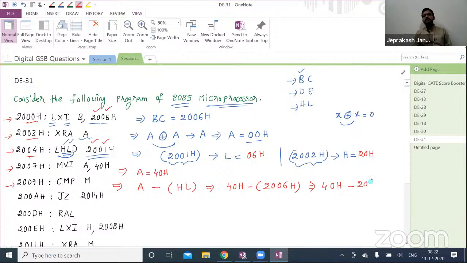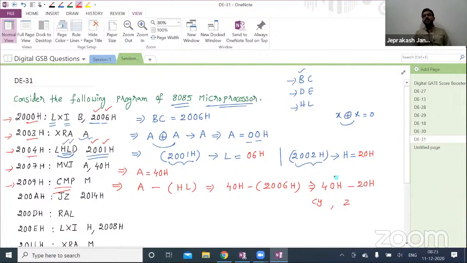You are having 20. See, this is a very, very important instruction in the microprocessor. The microprocessor will perform a subtraction operation just in order to update 2 flags: one is the carry flag, another one is the zero flag. Whenever you get a compare instruction, the microprocessor performs subtraction to update these 2 flags. But the result won't be stored in the accumulator. After performing the subtraction, the result won't be stored in the accumulator.